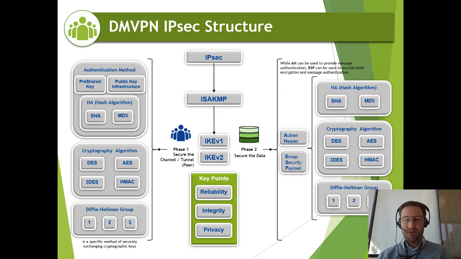Just with a more generalist view, I tried to represent on this slide the relationship between the protocols. Okay, the IPsec framework makes use of ISAKMP, IKE version 1 and version 2 to guarantee the three base key points that are reliability, integrity, and privacy.